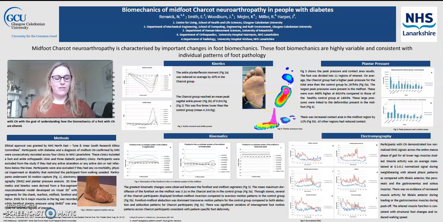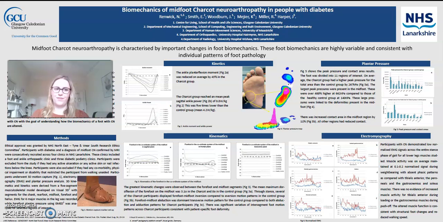The EMG signals were normalized to a fast walk, and the signals were processed using a linear envelope. The Charcot group had low normalized EMG signals across the entirety of stance phase for all muscles tested. Muscle activity was on average maintained at 0.1 to 0.2 normalized signal during weight bearing with absent phasic patterns. There was no evidence of increased muscle activity for tibialis anterior during loading or the gastrocnemius muscles during push-off. The altered muscle function is consistent with structural foot changes and reduced walking speed.